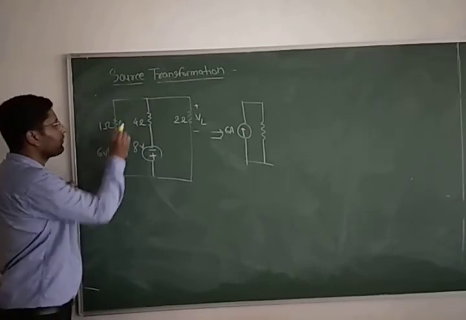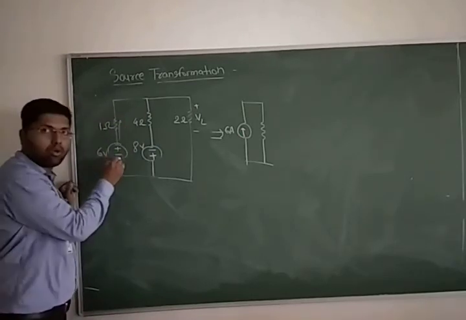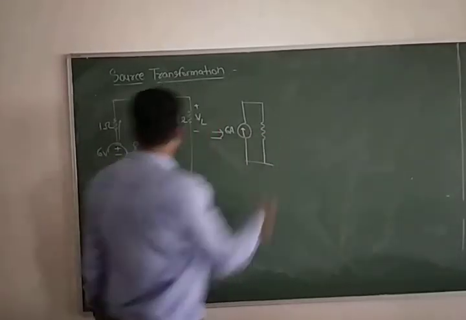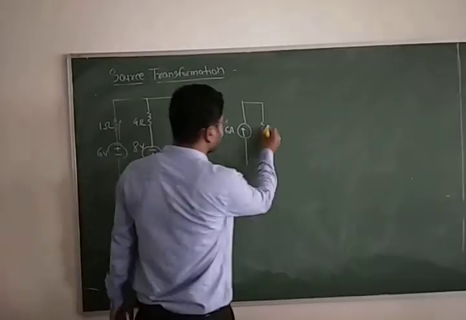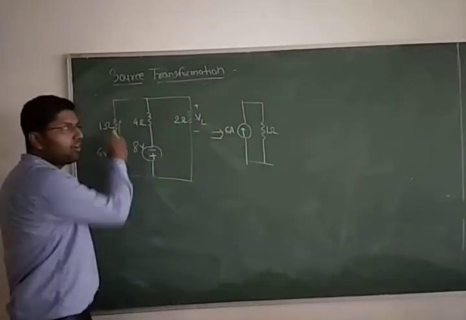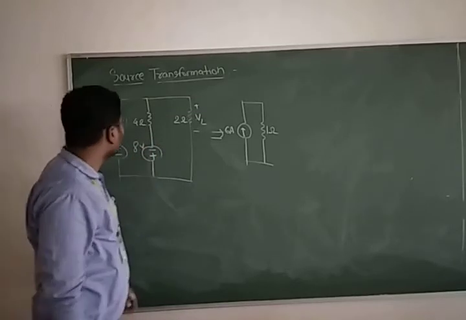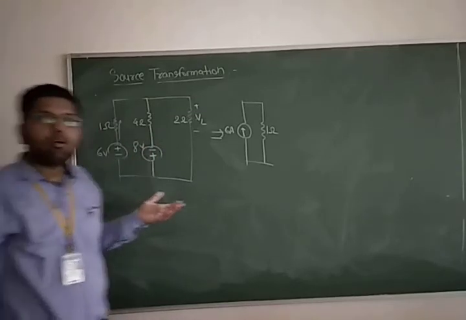So current will flow from higher potential to lower potential. That's why the current direction is upward. That is resistance R, the same resistance. You don't have to change any resistance, 1 ohm. Next, you have to convert this one also. So again, you have to apply Ohm's law.